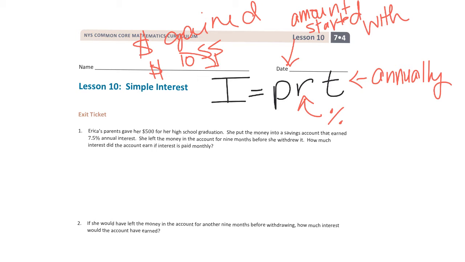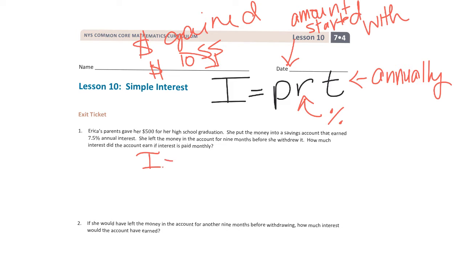So Erica's parents gave her $500 for her high school graduation. She put the money into a savings account that earned 7.5% interest. She left the money in her account for 9 months before she withdrew it. How much interest did she earn if interest is paid monthly?